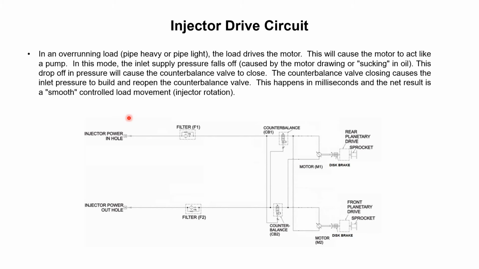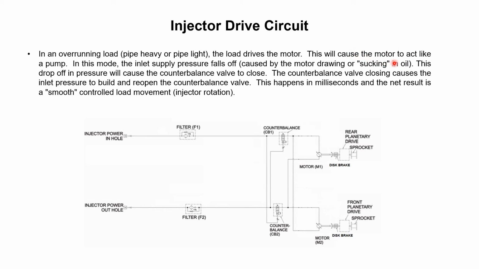In an overrunning load, the heavier pipe or lighter pipe, the load drives the motor. What will happen when we have an overrunning situation, that is during pipe heavyweight or pipe lightweight, is that there will be a huge flow through this point. When there is a huge flow, the pressure in the circuit will decrease because this motor will work as a pump. So when the pressure decreases, the pressure in this line will decrease again and this counterbalance valve will close again.